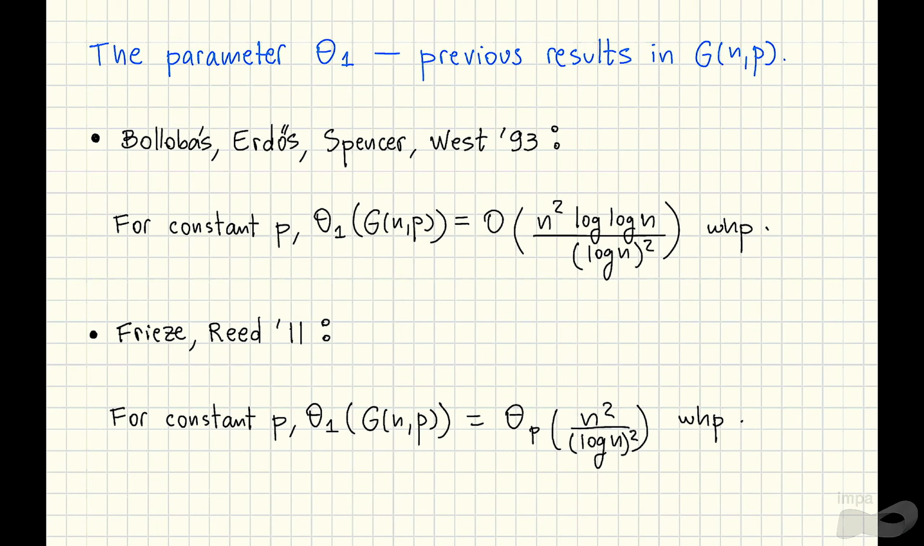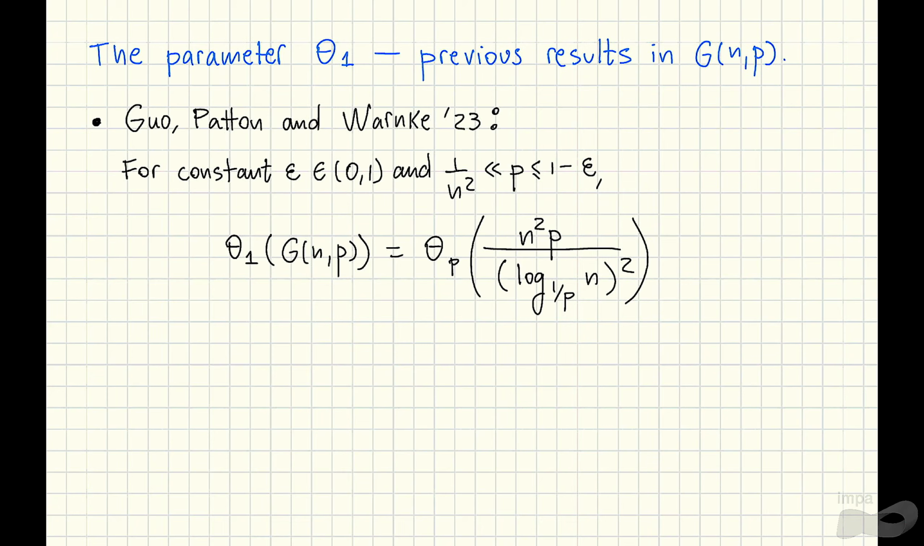A couple of years later, Frieze and Reed showed that this parameter is exactly what you expect in an almost perfect clique packing in G(n,p). So really, you have the number of edges over the number of edges of the maximum clique. And more recently, in the same paper on this Prague dimension, Guo, Patton, and Warnke showed that this θ1 parameter is the number of edges of G(n,p) divided by the number of edges of a clique as well. So they also got an essentially optimal result for every p between 1 over n squared and very close to 1, so 1 minus epsilon, where epsilon is a constant.